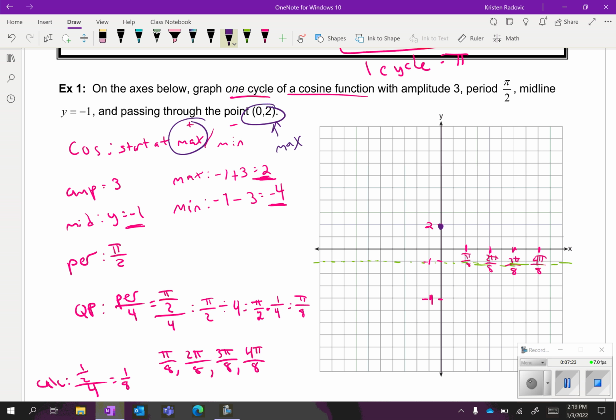They're either going to tell you if it's positive or negative, or they're going to give you a point on the graph that's going to indicate whether it's positive or negative. If they don't do either of those, you get to choose. But I haven't seen a question like that, at least not yet.